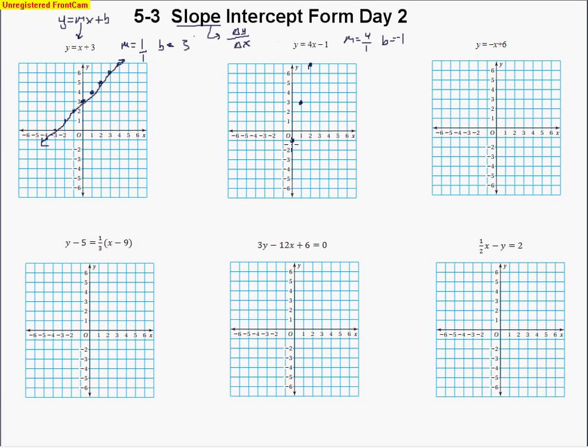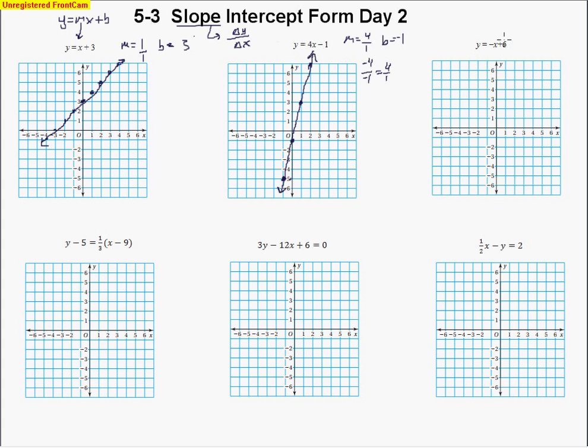I could do the same thing going down 1, 2, 3, 4, and 1 to the left, because down and left would be a negative 4 over a negative 1, and that represents the same thing as a positive 4 over positive 1. So you can always go down to the left as well for that line. Then you draw a line between those points, and we've got our line.